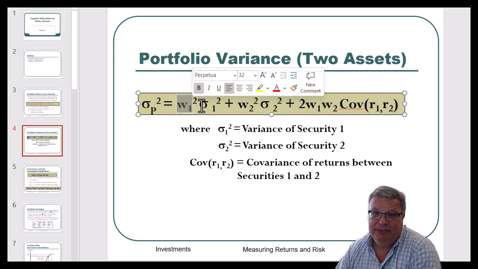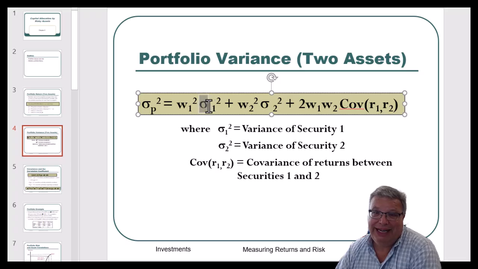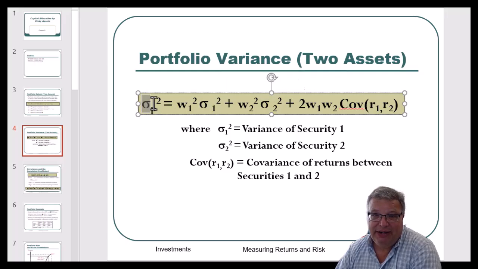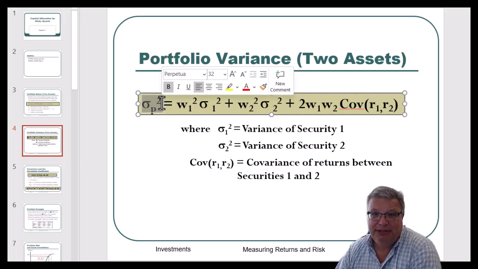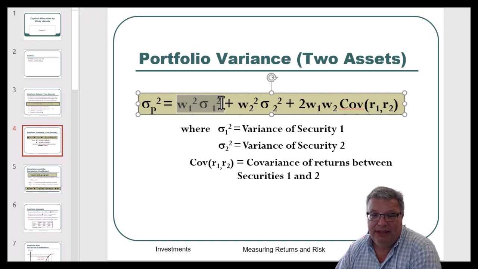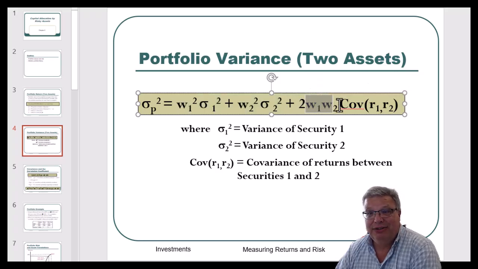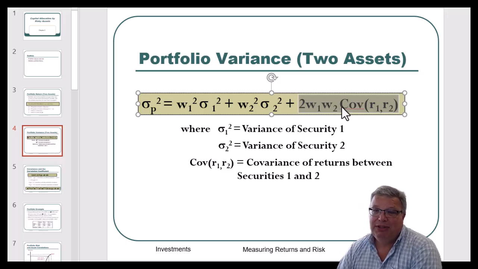And this Greek letter, sigma, lowercase, is standard deviation. But when you square it, it becomes variance, right? And so the variance for a portfolio, sigma p squared, is the sum of the squared weights times the variance for the individual securities, plus this last term, which is 2 times the individual weights multiplied by this term, covariance.